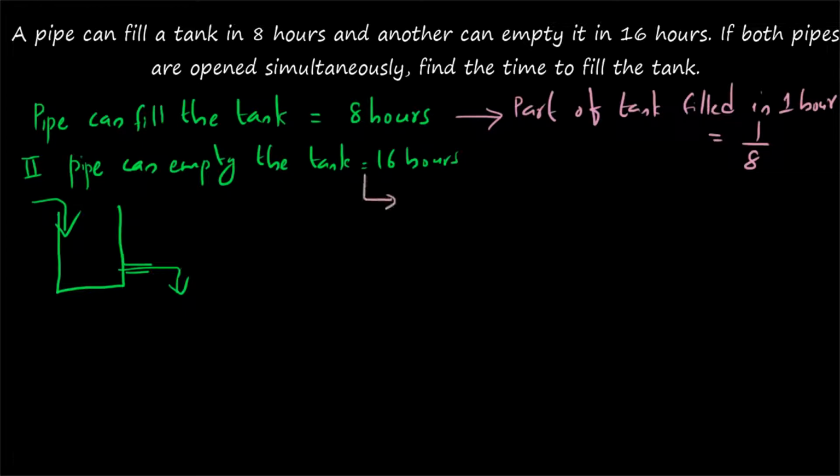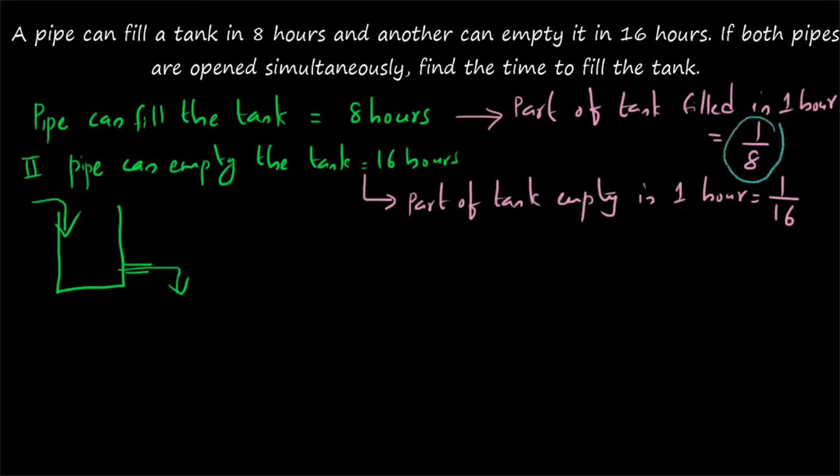And what about this? The second pipe is emptying the tank in 16 hours. So what is the part of the tank which is emptied in 1 hour? It will be the reciprocal of 16 hours. So 1 by 16th part will be emptied in 1 hour. So what is the net part which is filled in 1 hour? 1 by 8 part is filled in 1 hour and 1 by 16 part is emptied in 1 hour.